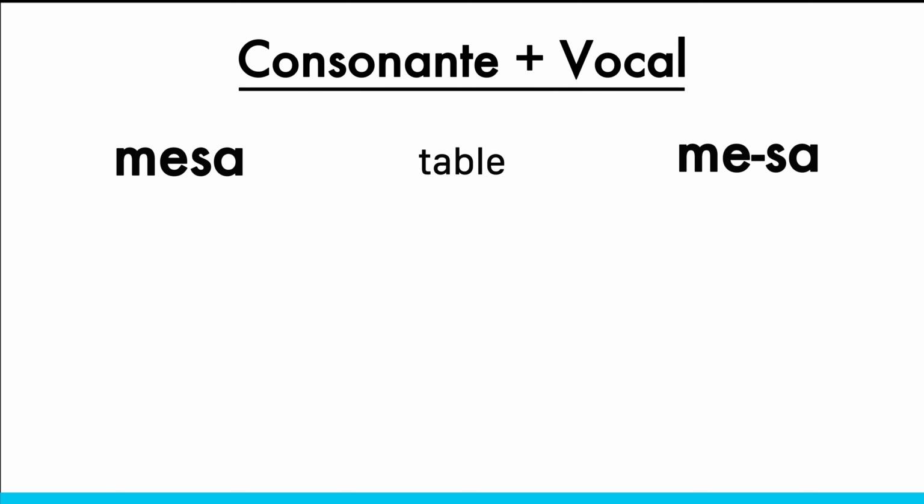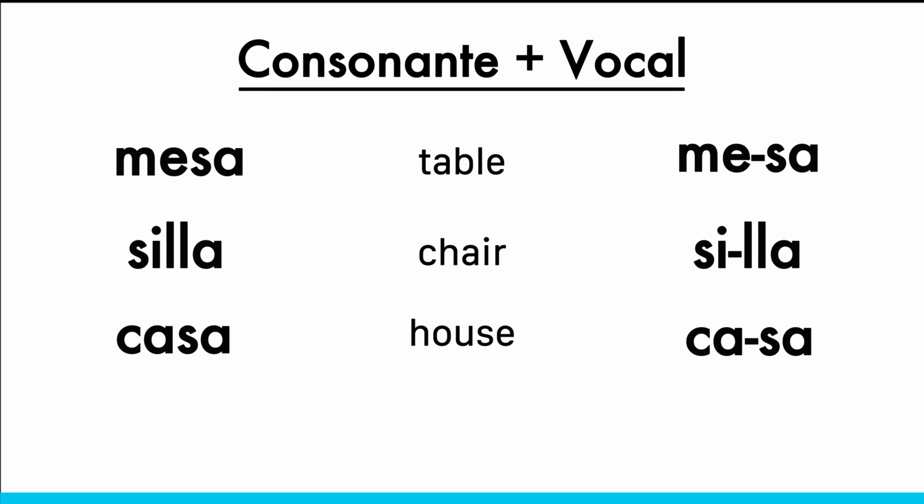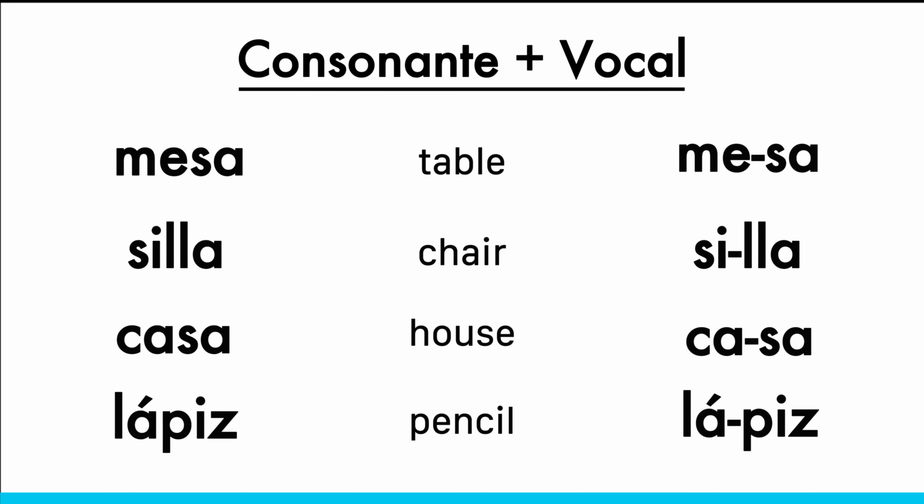The most common structure is the consonant plus a vowel structure. Here we have the word mesa. It has two syllables. Silla. The same structure, we have consonant plus a vowel. Casa. And the last one is lápiz. And here we see consonant plus vowel, and then we have consonant, vowel, and consonant.